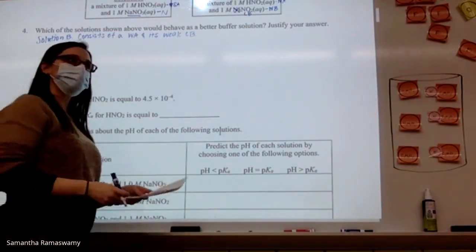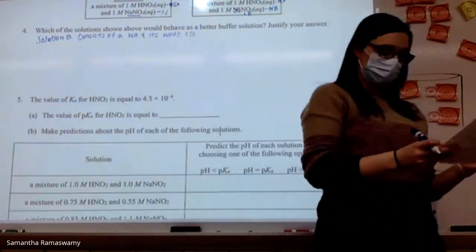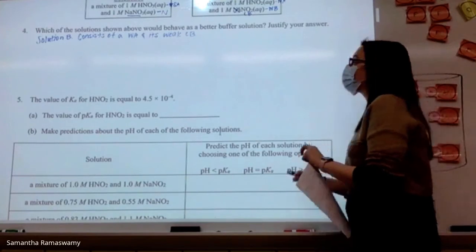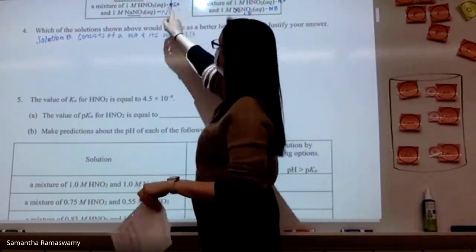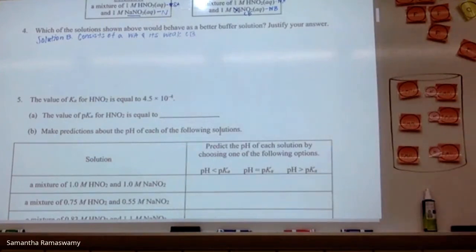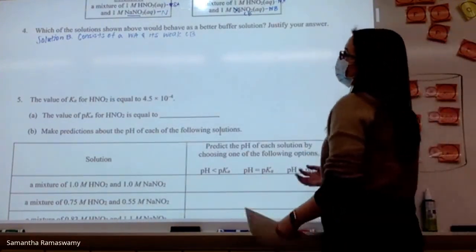Solution A can't do that. All solution A would be able to do is neutralize base, because all it has is an acid. So solution B is the best because it consists of a weak acid and its weak conjugate base. It's able to resist pH changes because it can neutralize small amounts of strong acid and strong base.